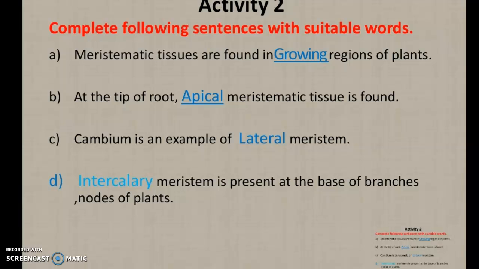Here are the answers. Answer number A is growing region. B. Apical meristem. At the tip, apical meristem is present, right? C. Cambium is an example of lateral meristem. D. Intercalary meristem is present at the base of branches and the nodes of plants.